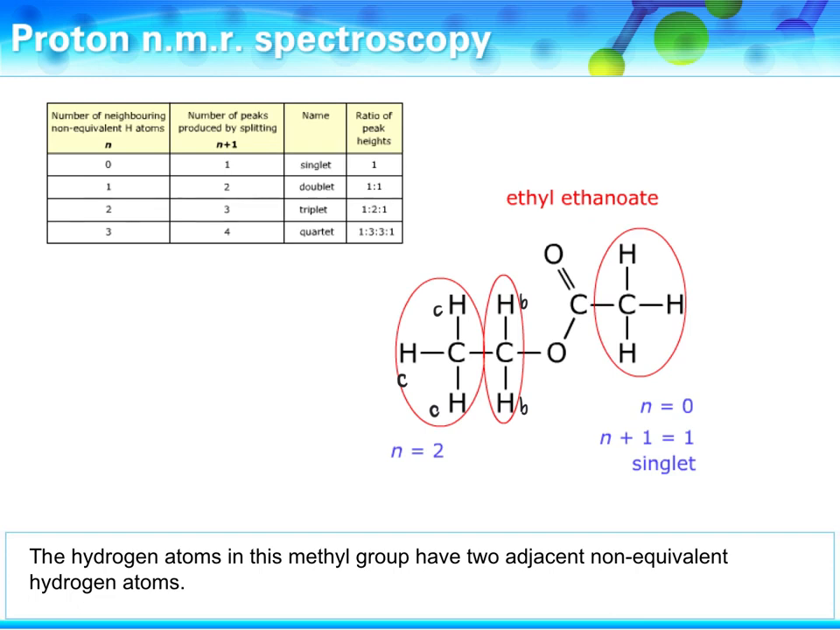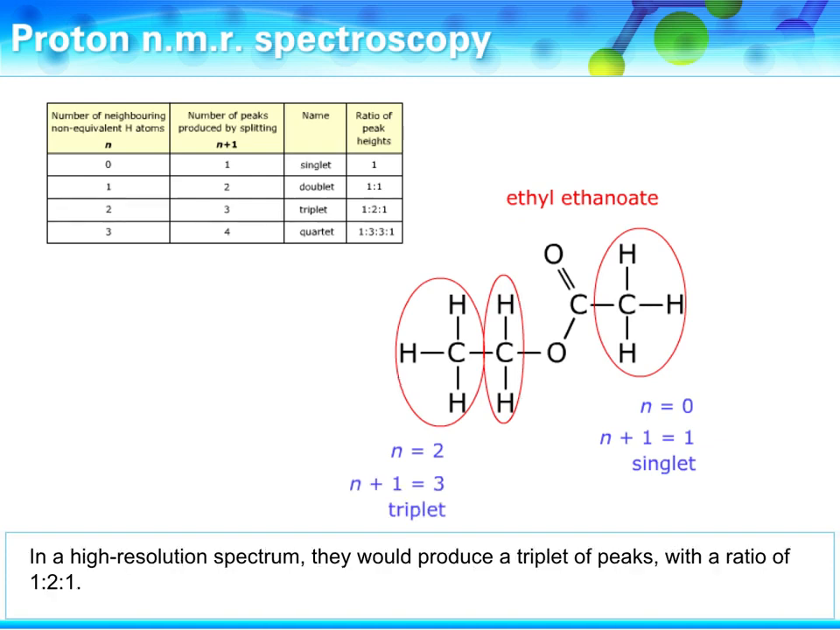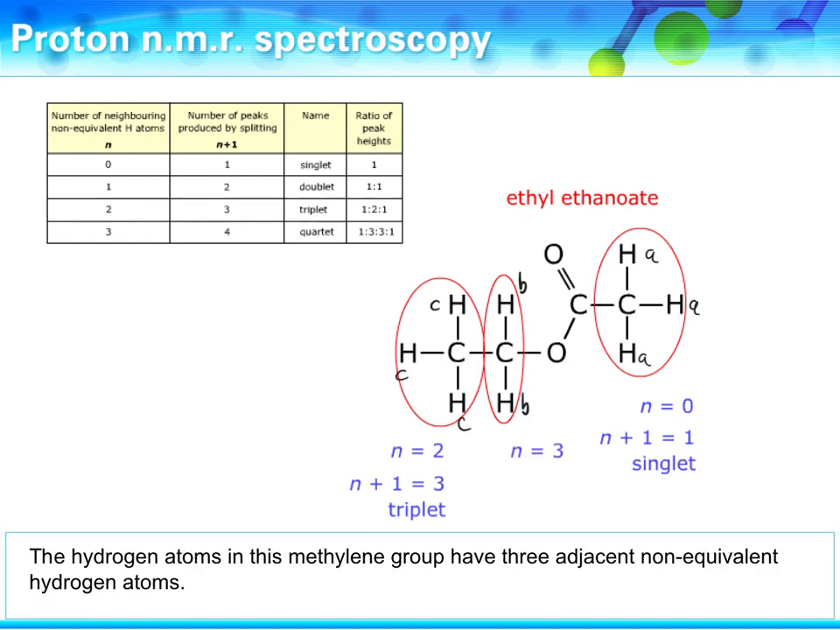The hydrogen atoms in this methyl group, however, have got two adjacent non-equivalent hydrogen atoms. They have two nearest neighbours. So their signal is going to be split into n plus 1, which is 3. The signal given off by these protons is split into a triplet, not because there are 3 hydrogens, but because there are 2 nearest neighbours. You apply the n plus 1 rule, and the signal given off by these will be split into a triplet.